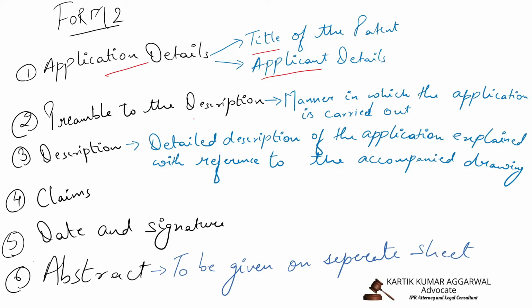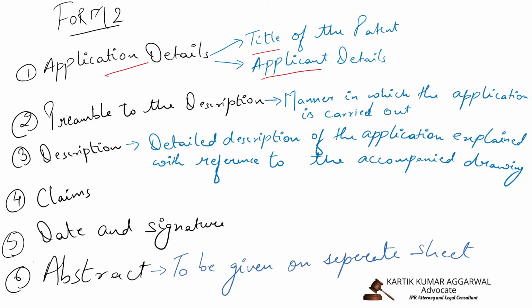Preamble can be understood as the introduction to the invention and the best manner in which the application is carried out. For example, if the specifications describe a novel technology of charging mobile devices, then the preamble would be written as the following specification particularly describes the novel technology of charging mobile devices.